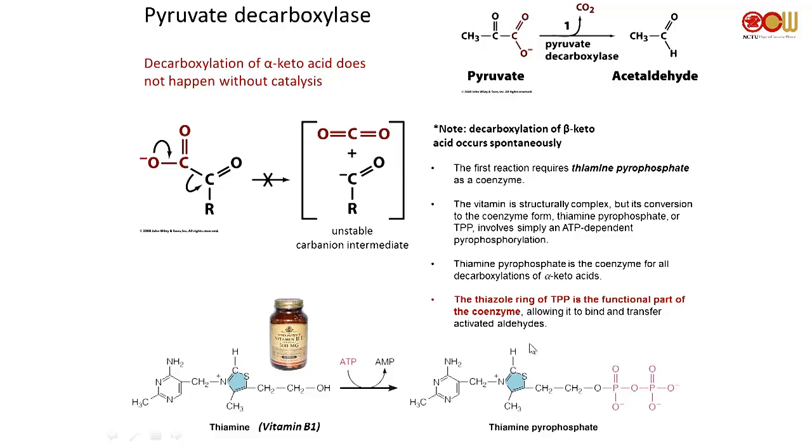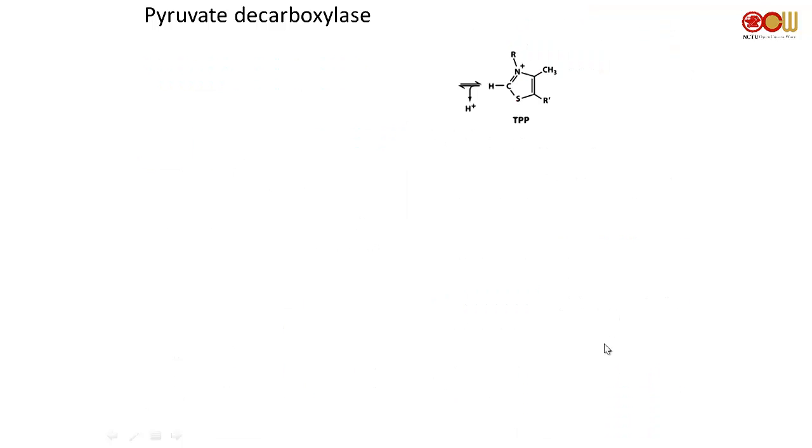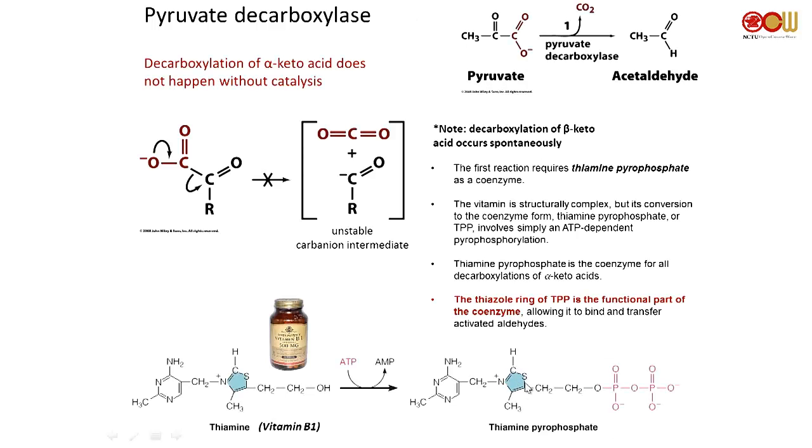The part that functions for the decarboxylation, highlighted in blue, is this part, the thiazole ring of the TPP. It's called TPP because it's thiamine pyrophosphate. The thiazole ring of TPP is the functional part of this coenzyme. So that's how it is. All right, first, let's look at how TPP gets activated. TPP is like this, right? So if you look, here is a carbon, it's a 5-member ring.